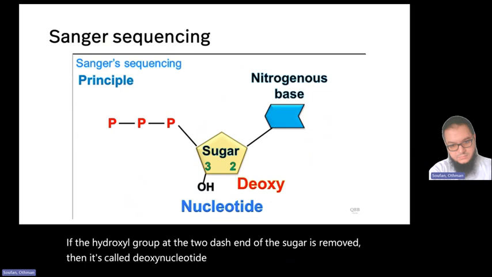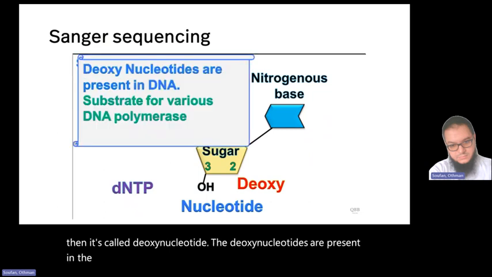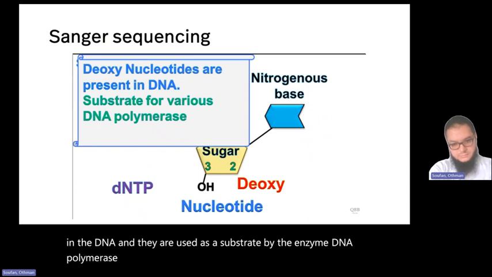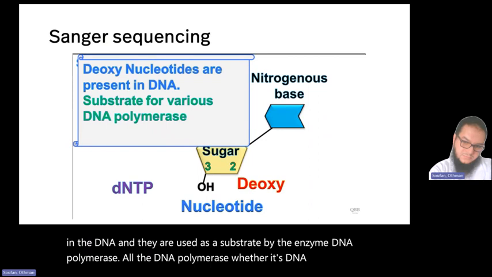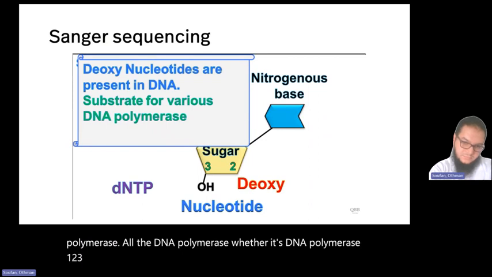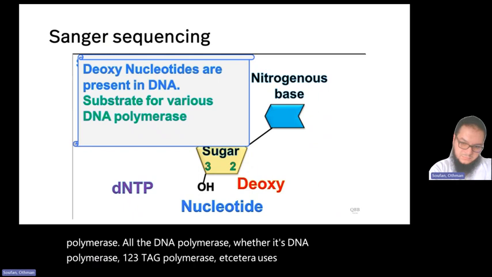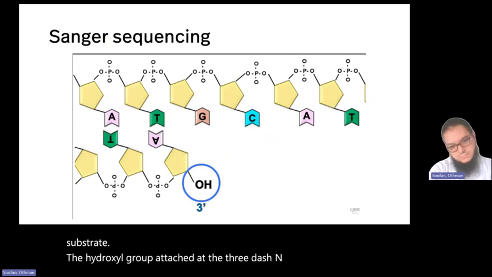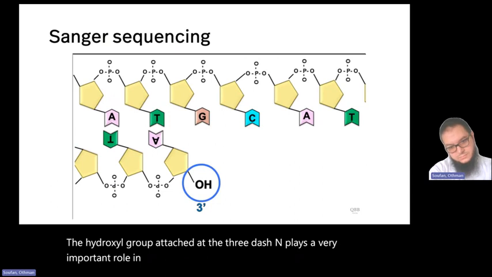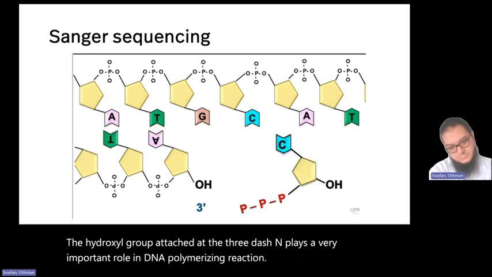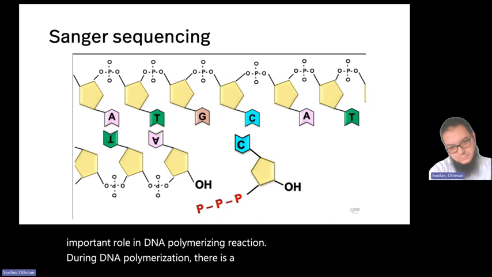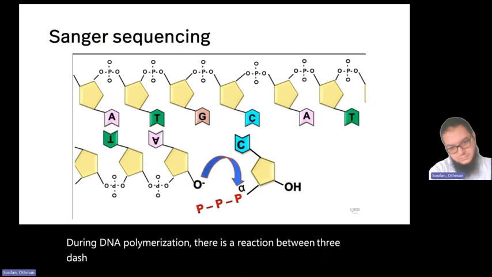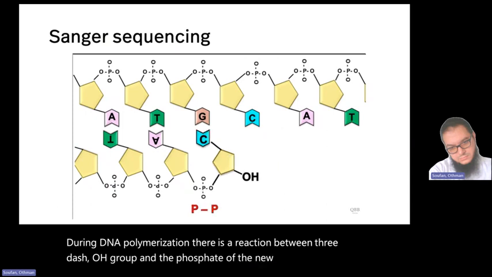The deoxynucleotides are present in the DNA, and they're used as a substrate by the enzyme DNA polymerase. All the DNA polymerases, whether it's DNA polymerase 1, 2, 3, Taq polymerase, etc., use dNTPs as their substrate. The hydroxyl group attached at the 3' end plays a very important role in the DNA polymerizing reaction. During DNA polymerization, there is a reaction between the 3' group and the phosphate of the new dNTP.